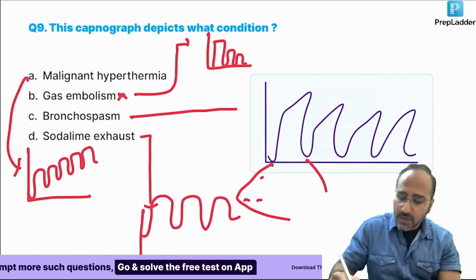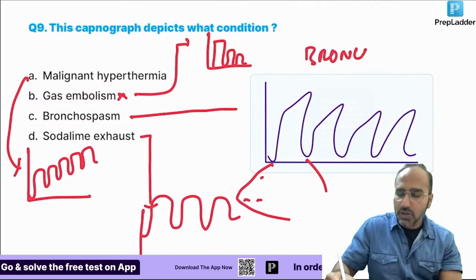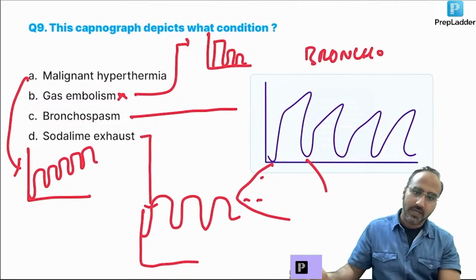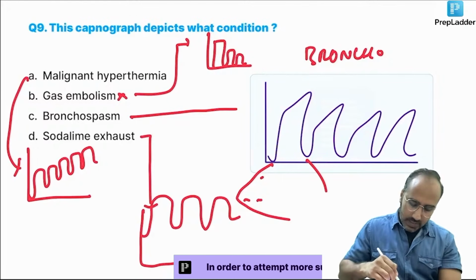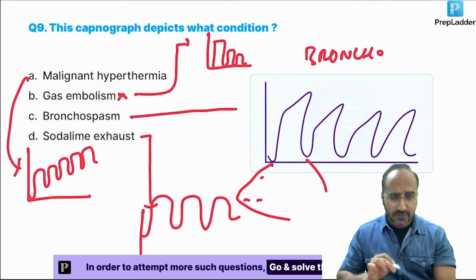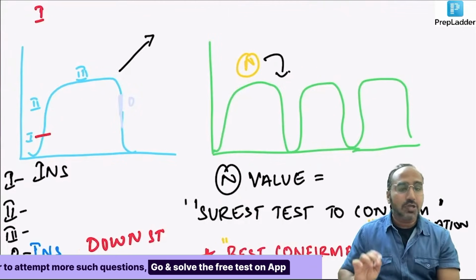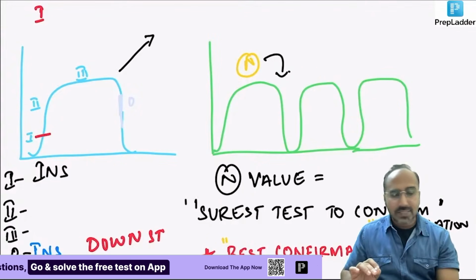Which is indicative of bronchospasm. In bronchospasm, you will see shark fin capnography. Okay. Now, guys, regarding capnograph, there have been many questions asked. This is the normal capnograph. There will be 4 phases in capnograph.